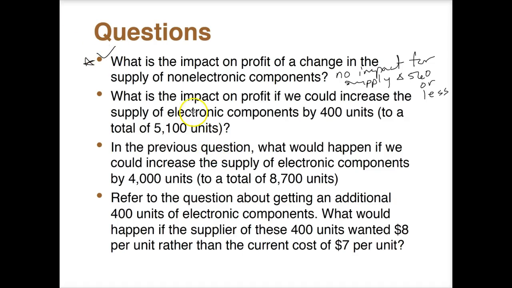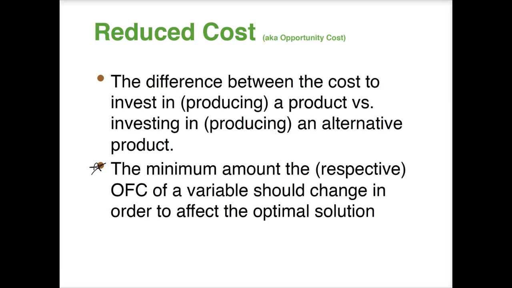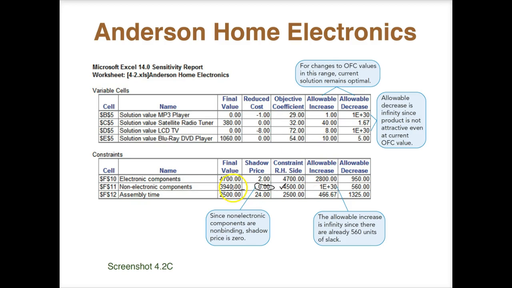So the second question says, what is the impact on profit if we could increase the total supply of electronic components by 400 units? Okay, so basically, if you remember here, the number of electronic components we had was 4,700, and we want to move them up to 5,100, which is a difference of 400 units.